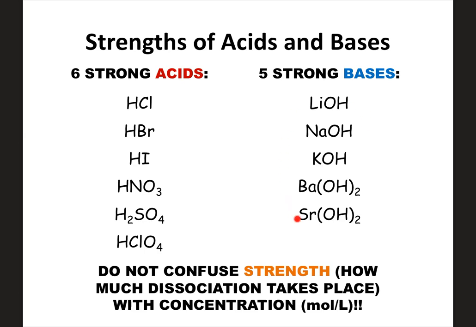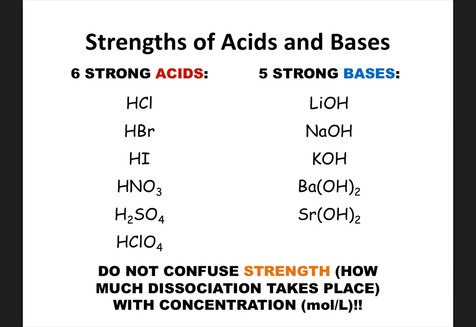And then these are the 5 strong bases. They all have OH in them. So lithium hydroxide, sodium hydroxide, potassium hydroxide, barium hydroxide, and strontium hydroxide. Same thing. You need to know that these are the 5 strong bases, and you need to be able to recognize them, and you need to know that they're going to dissociate 100% in water. They're going to turn into their ions 100%. Just be careful here.